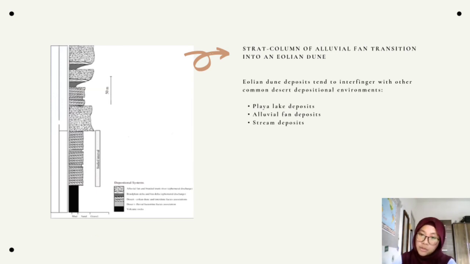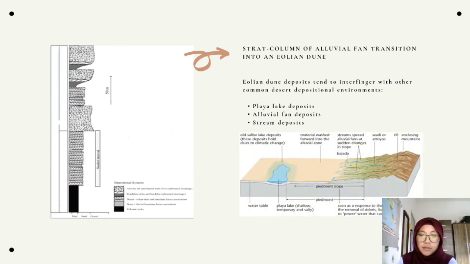So Aeolian dune deposits tend to interfinger with other common desert depositional environments, such as Playa Lake deposits, alluvial fan deposits, and stream deposits. And in the next slide, I will explain about Playa Lake and alluvial fan deposits.